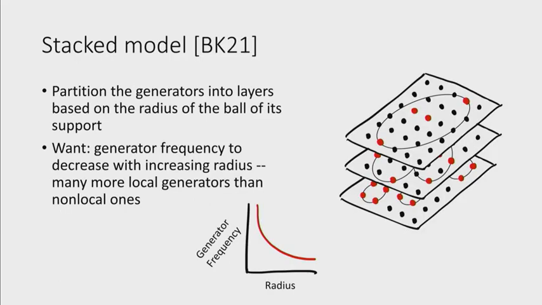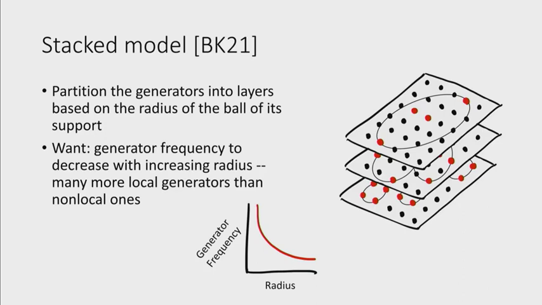So to formulate this, we use the stacked model, which was recently introduced. And the idea is that we want to partition the generators into layers based on the radius of the ball of its support. And what we want is generator frequency to decrease with increasing radius. So we want many more local generators than non-local ones. And this gives us the overhead savings that we want.